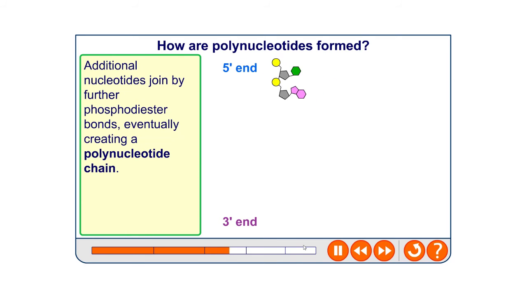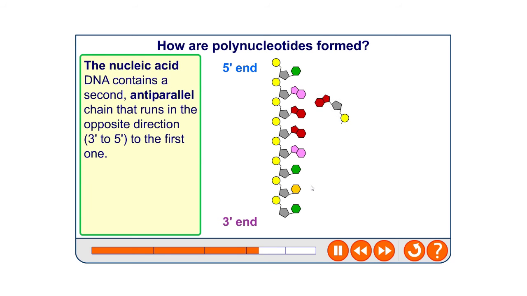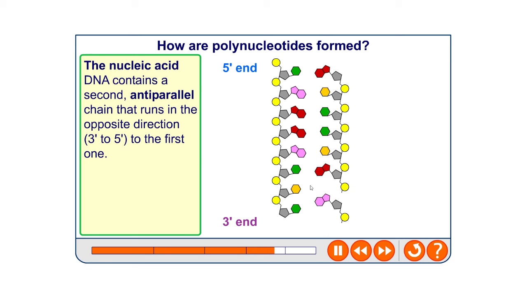More nucleotides join by further phosphodiester bonds, and that creates the polynucleotide chain. When you're looking at these in textbooks or in exam questions or wherever you see it, you'll see the 5' end and the 3' end, and that will tell you which way round the molecule is. It's important because you've got an anti-parallel chain that runs in the opposite direction, so that will run from the 3' to the 5' end.